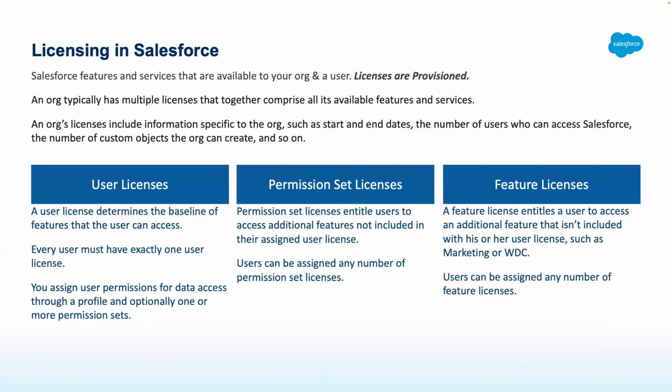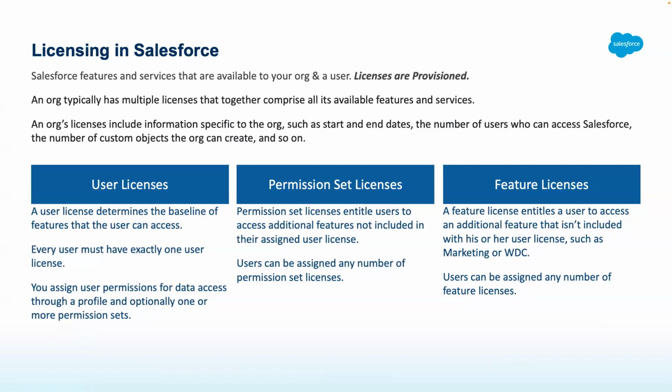These are combinations. So I have an edition. Now first, my user will have a user license, one user license. But I can have multiple permission set licenses and multiple feature licenses. That is why Salesforce has provided you the additional permission set and feature licenses, because it is one user, one license. But permission set and feature licenses can be multiple.